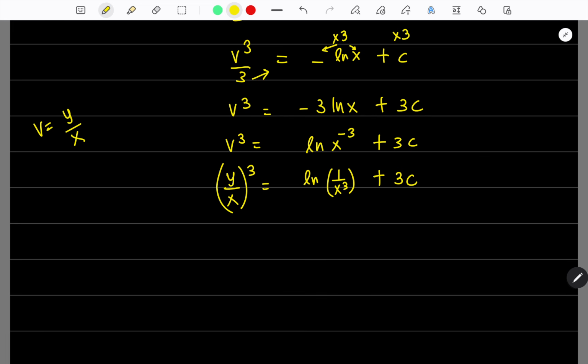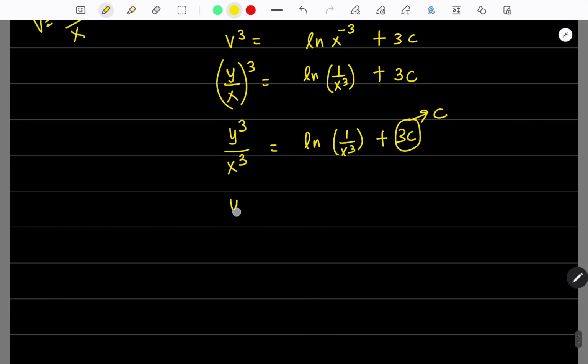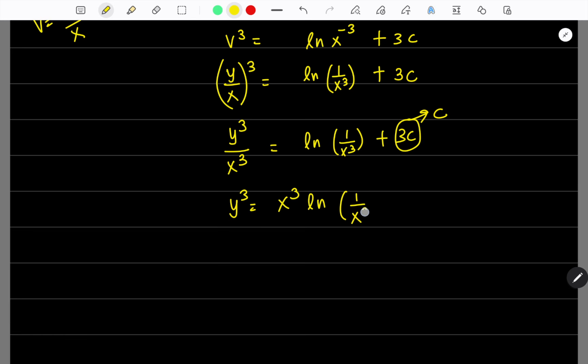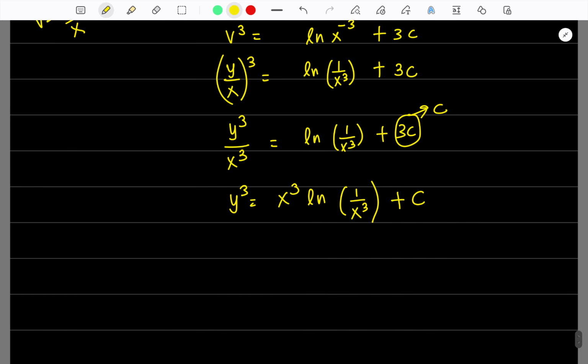So what happens now? We are going to cross multiply. So y cube divided by x cube is equal to ln 1 divided by x cube plus 3c. Let me write this as c, no problem. So y cube is equal to x cube, and then ln 1 divided by x cube, and then plus c. So y cube is equal to what? y is equal to what?